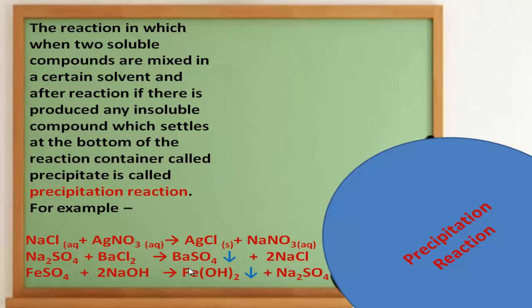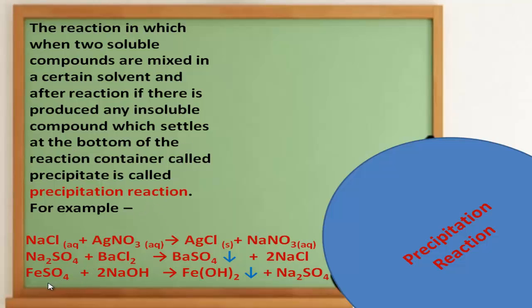And in an equation, we can represent a precipitate by using a down arrow. So if you see a down arrow in an equation, you have to understand that this compound is a precipitate. That means this compound is not soluble in the aqueous solution. This type of reaction is called a precipitation reaction.